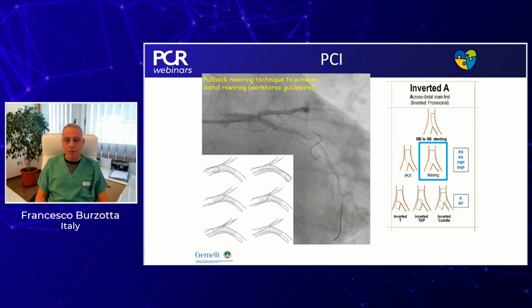Then the next step was to perform kissing. In order to have a better result, it is advisable to go with a wire distal into the LAD. So we selected a third wire, and then we pulled it back, and we were able to check the rewiring site by angiography. You may see in the angiography that the radiopaque part of the rewiring tip of the guide wire is very close to the carina. Very important step for the efficacy of kissing balloon in this condition.